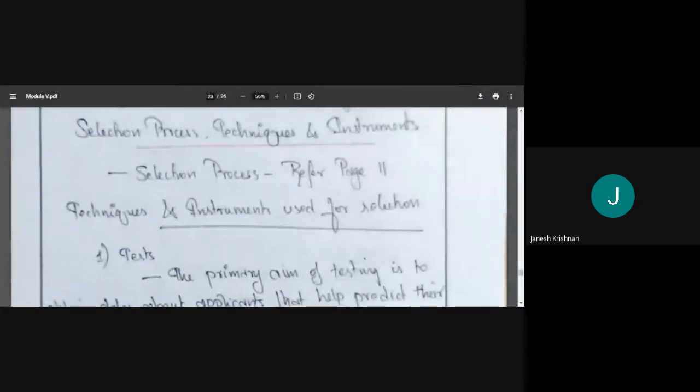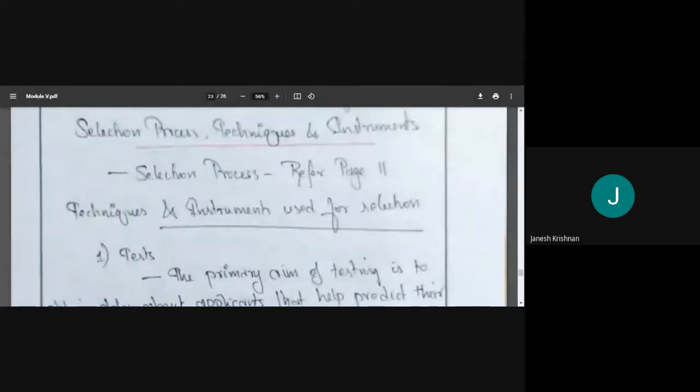The last topic of this module was how we carry out the selection process. The first step is formulating the job description and job specifications. These are made from job analysis. Once we do job analysis, we form a job description and job specification. After that, we'll send out the application forms, which will act as a screening mechanism.